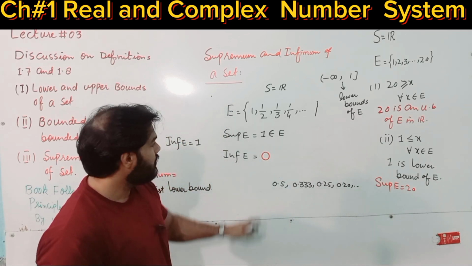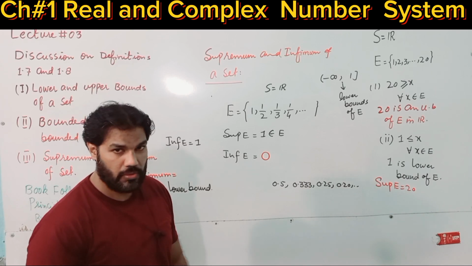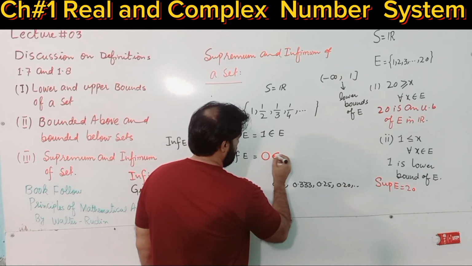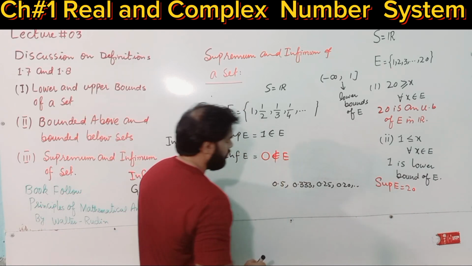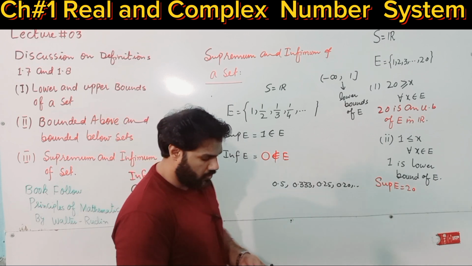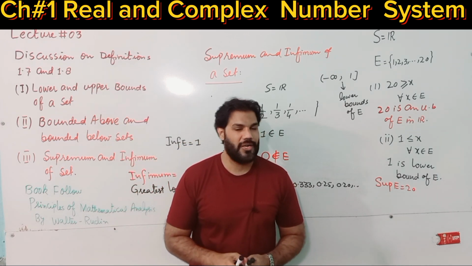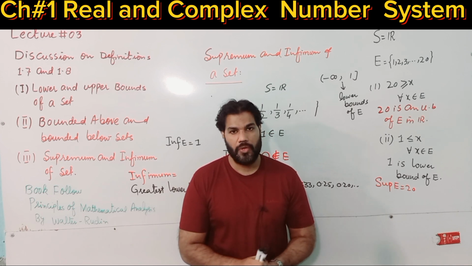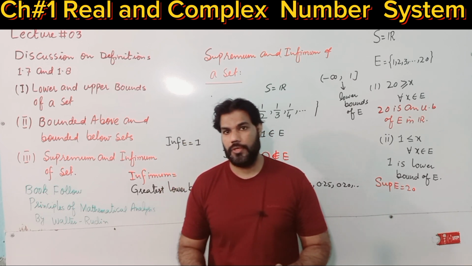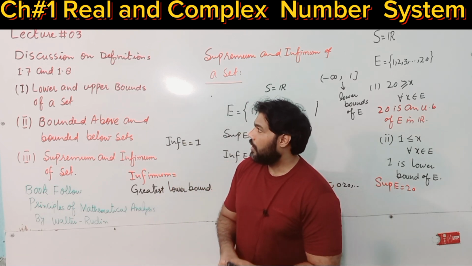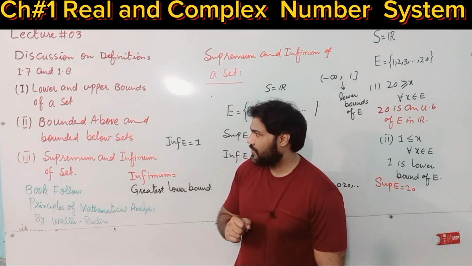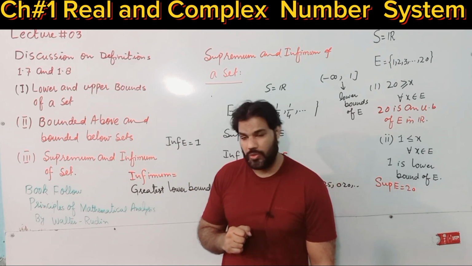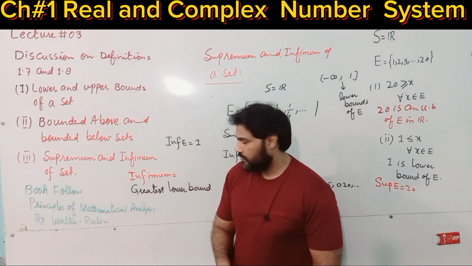Now does 0 belong to this set? No. 0 does not belong to E. So it is not necessary that the supremum and the infimum of a set always belong to the given set. So in today's lecture, we have discussed the lower and upper bound of a set, bounded above and bounded below sets. Third one is supremum and infimum of a set.